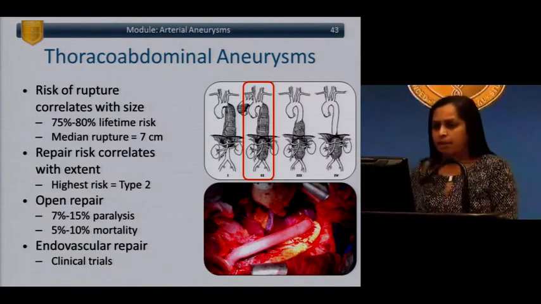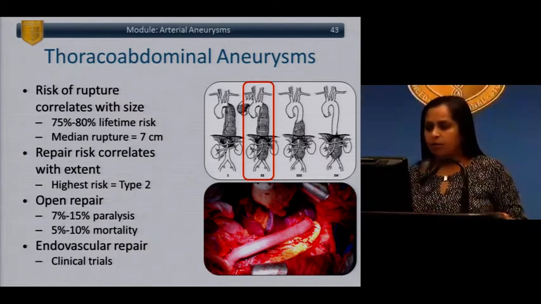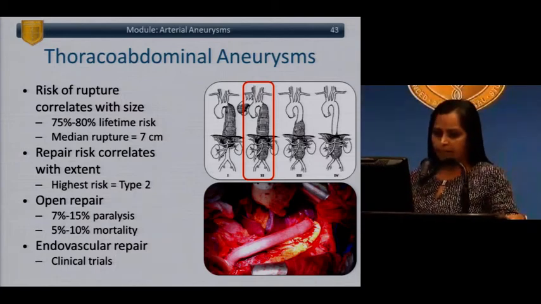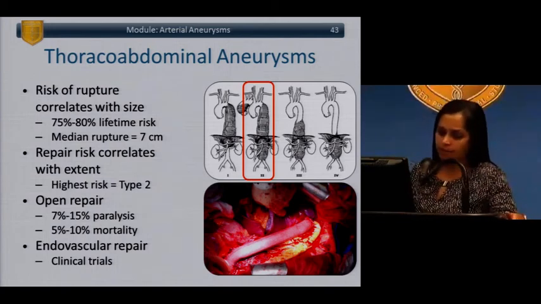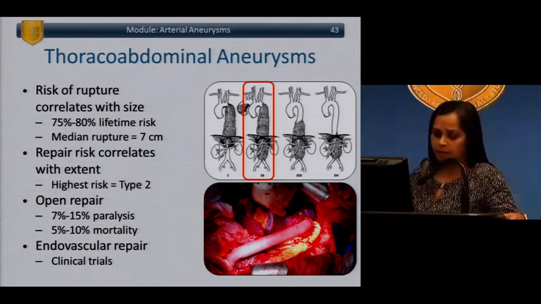This is a classification scheme for thoracoabdominal aneurysms shown on the upper right, varying from type 1 thoracoabdominal aneurysms, which extend from the left subclavian to the diaphragm, type 2 that extend from the left subclavian to the aortic bifurcation, type 3 from the mid-descending thoracic aorta to the bifurcation, and type 4, which occur from the diaphragm to the bifurcation. There's actually also a type 5 that extends from the mid-thoracic aorta to the level of the renal arteries as well.